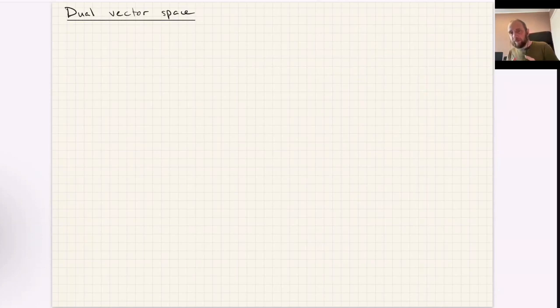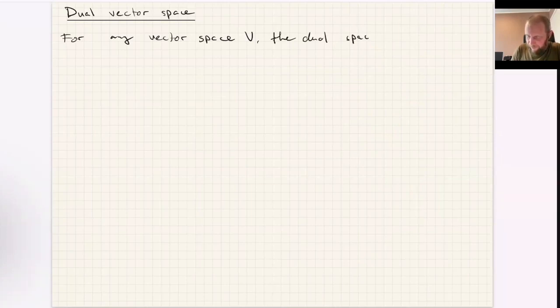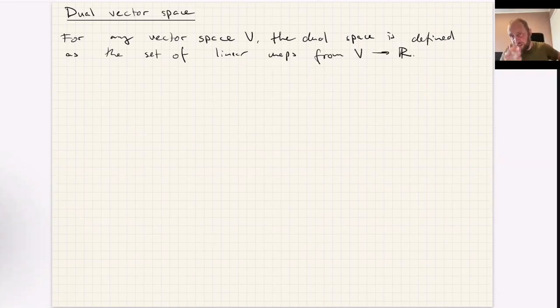So for any vector space V, the dual space is defined as the set of linear maps from V to, well, let's assume we have a real vector space, then it's a map from V to R. And this itself forms a vector space that is called the dual space.